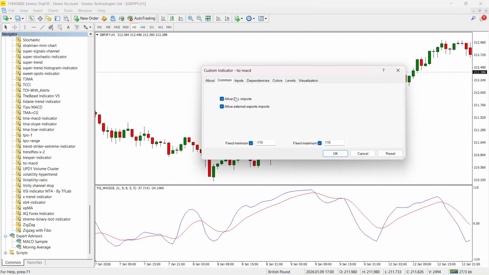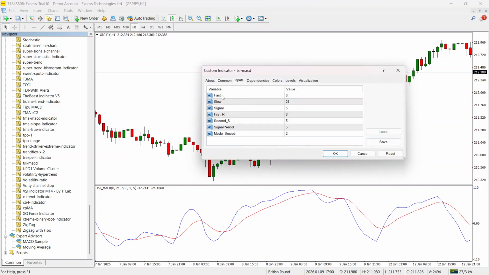Now let's move on to its settings. We have the fast and slow periods, the signal line, the first and second smoothing and signal period, and the mode of smoothing. This indicator merges TSI and MACD logic so that both volatility and smoothed momentum measures are reflected in a single plot, helping to level out noise and produce more consistent bullish and bearish indications than using TSI or MACD alone.